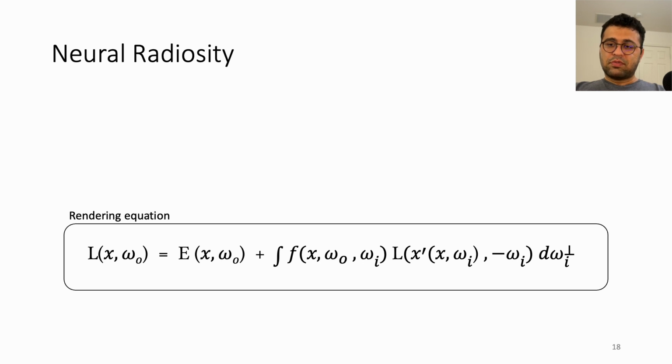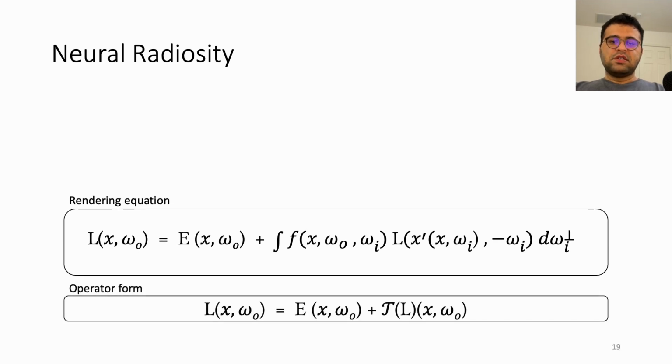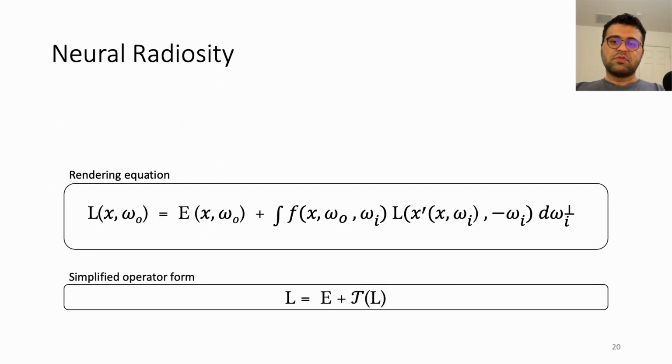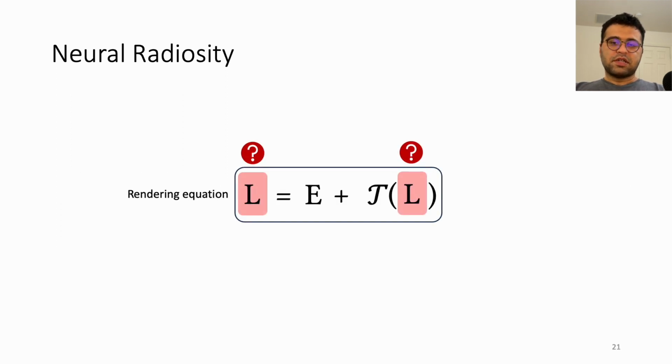Actually, this is too complicated to work with. Let's use the operator form, where we replace the integral term with an operator called transport operator, which evaluates the radiance function L at a transported location. Even more simply, by removing the inputs and the parentheses, we get L equals E plus the transport operator. Typically, in forward rendering, the unknown is the term L, and the goal of every physically based renderer is to find the function L.